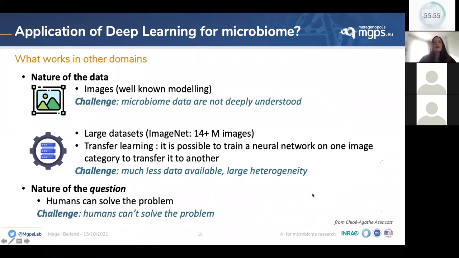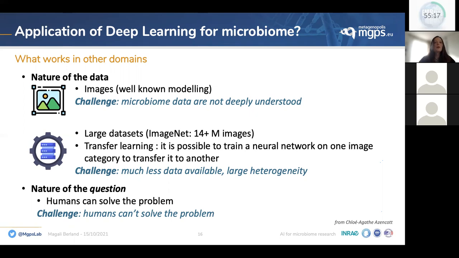So what about the application for microbiome? Before going into more detail, I want to highlight some differences between microbiome data and other data on which deep learning algorithms work well. The first one is the nature of data. Images are well-known to model, because we know that there are pixels that have some colors, and pixels that are close to each other often refer to the same object and stuff like that. But microbiome data are not so deeply understood.